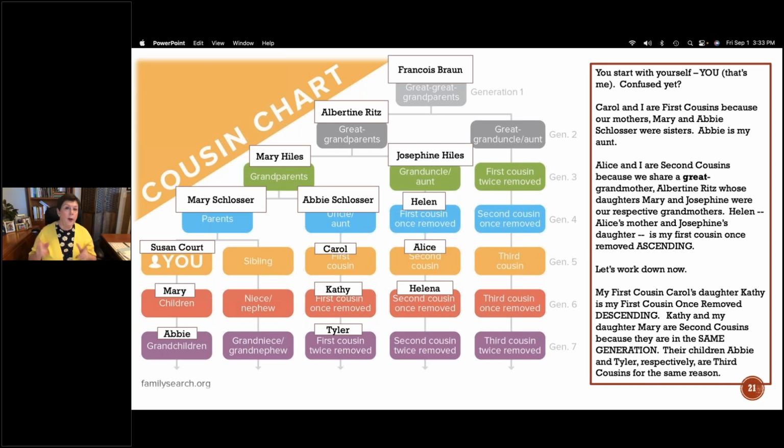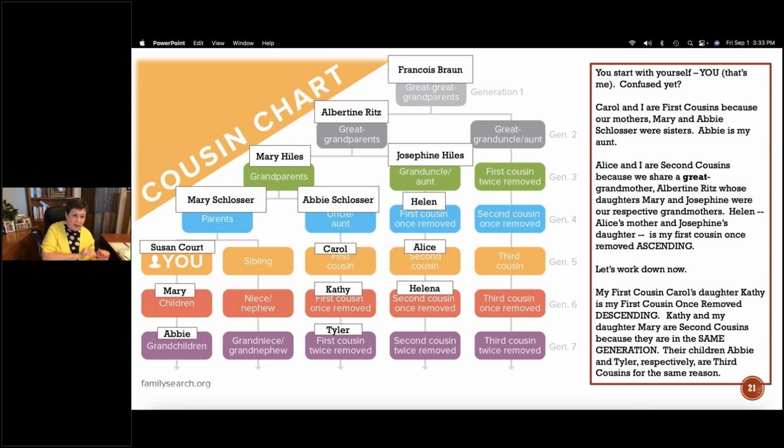Now, a typical error, and I think this is the one that happens the most, is to call this a second cousin. They'll just say, there's my first cousin, there's her daughter, that's my second cousin. That's not true, because Kathy and I are not in the same generation. I'm in the same generation with her mother, Carol. My daughter, Mary, is in the same generation as Kathy, and so they are second cousins.